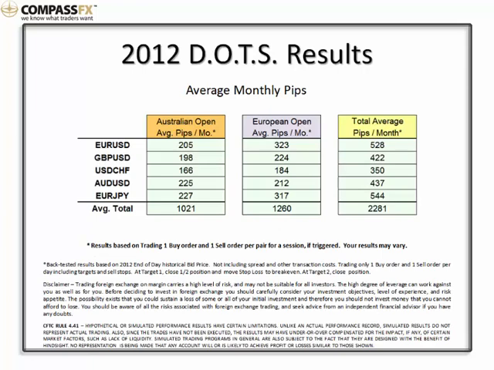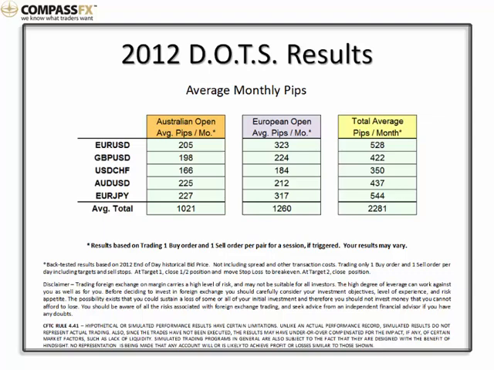In 2012, we began tracking the DOTS based upon trading one buy order and one sell order per session on 5 currencies: the euro dollar, pound dollar, dollar Swiss, Aussie dollar, and the euro yen. Take a look at these results. You can see that it averaged about 200 to 250 pips for the Australian Open session and the European Open session. And suppose you were to trade both sessions, you could see the average pips per month and what could have been attained on a monthly basis.